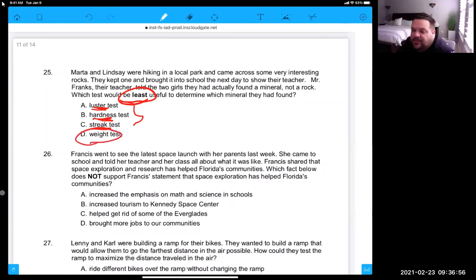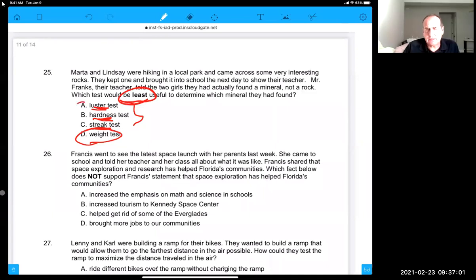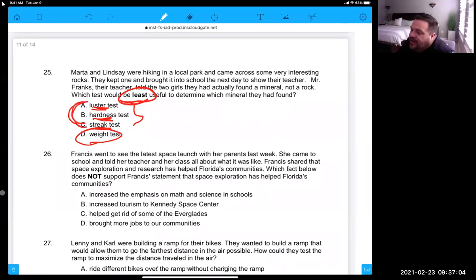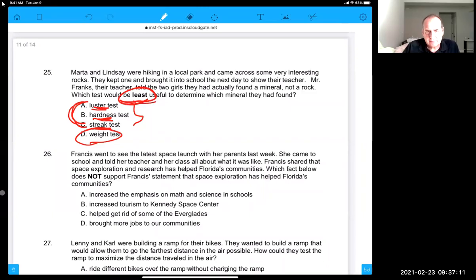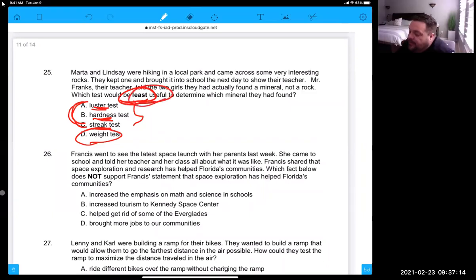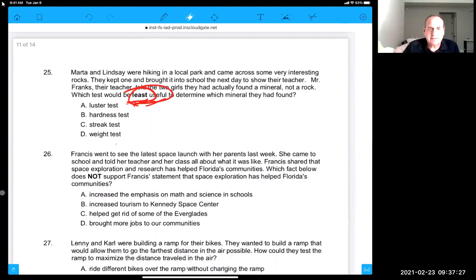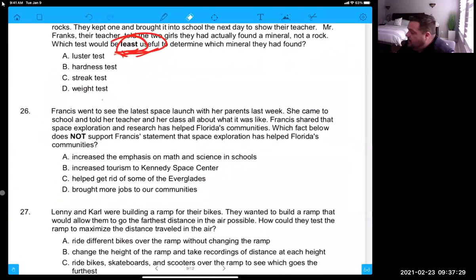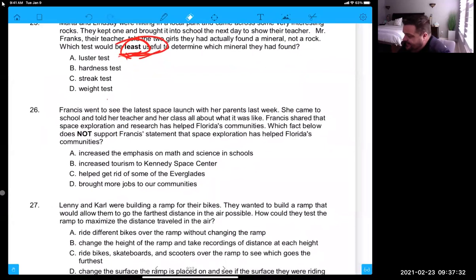But the weight really wouldn't help them determine if it was a mineral or a rock. So the weight, remember, you've got to know that these are characteristics here. And even though the weight is a characteristic, it's not going to help you determine which is which. It's the least usable one. Correct. And it does say least useful. This is when they trick you in science, Mr. Spina, when they say least useful, because these are all ways. But the weight is going to be the one least likely to help you identify it. That's exactly right. Ooh, that one could be tricky. All right, do number 26.